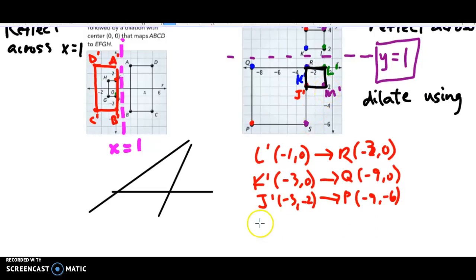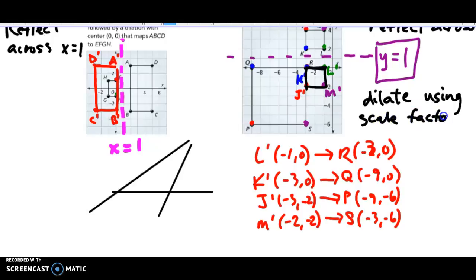And M prime is at -2, -2. And that's going to map to point S, which is -3, -6. So what I'm looking at is trying to find my scale factor. My scale factor is the number that I multiply by that's going to make this small square into a bigger one. Since I'm creating an enlargement, I need a number that's bigger than 1.